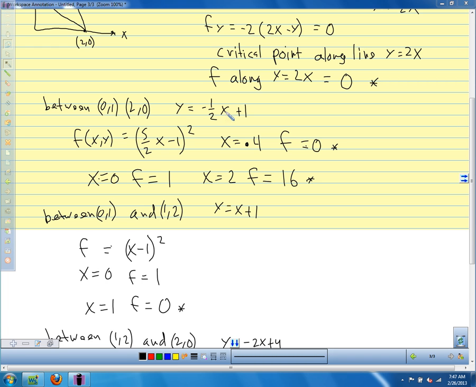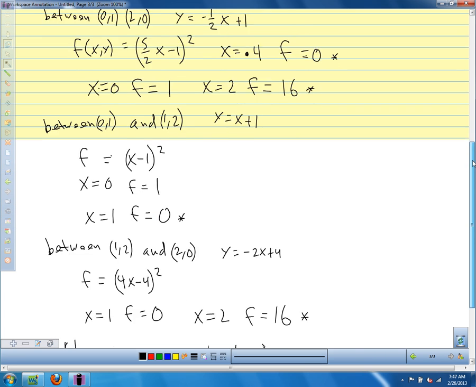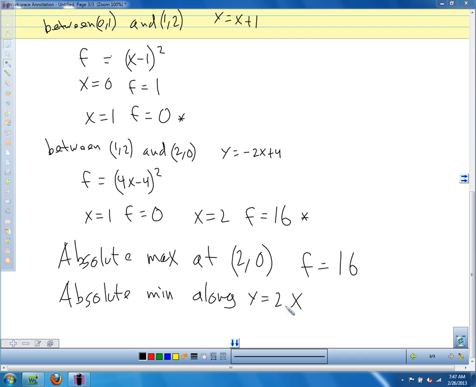Is that along the line y equals 2x? Yep. So all of those where our function is 0 is along the line y equals 2x. So that's our function equals 0 along the line y equals 2x. So our absolute max would be 16, and our absolute minimum would be 0. The maximum occurs at (2, 0). The minimum occurs along the line y equals 2x.